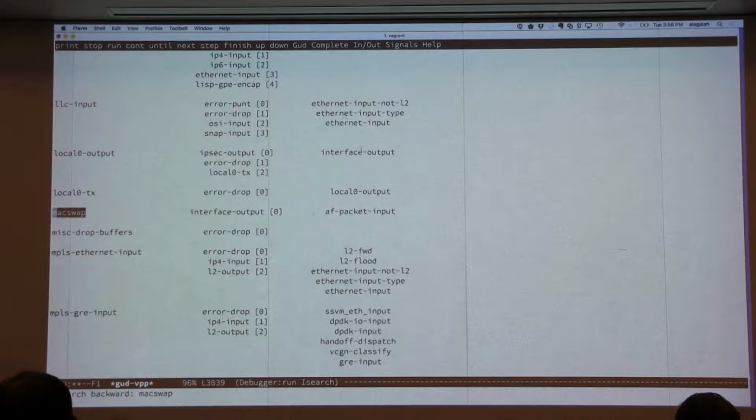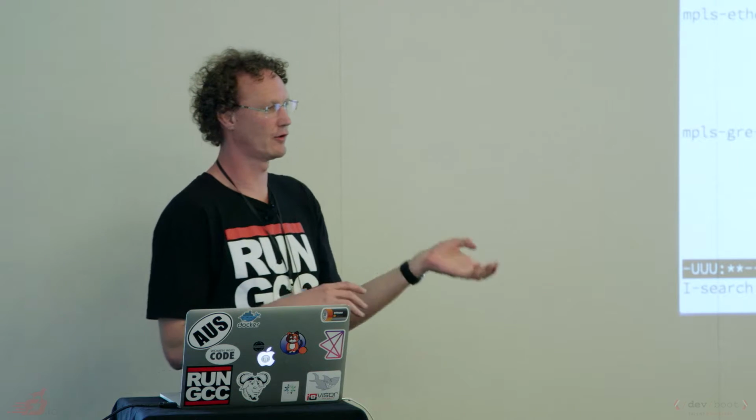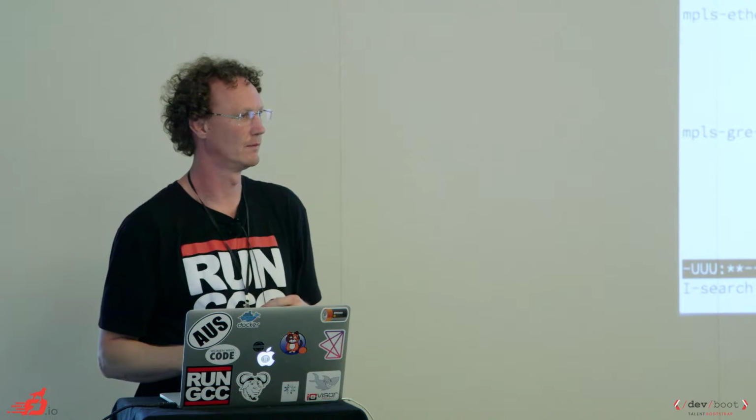We see that MacSwap is going to send its packets to interface output. That's consistent, but it will receive packets from AF packet input. Now, how that occurs, and we can go into a bit more detail tomorrow when we go through the CLI, is what that's actually doing in terms of dynamically adding that arc back, saying for this particular interface, right? Remember, it's MacSwap, enable, disable, particular interface. This is the thing I want to get to, right?